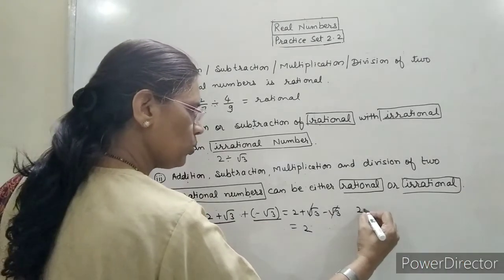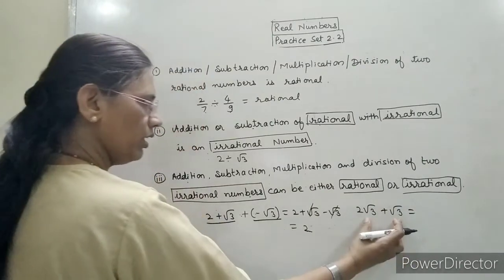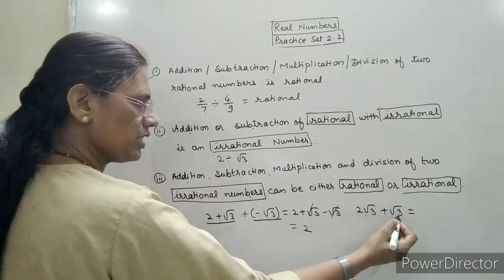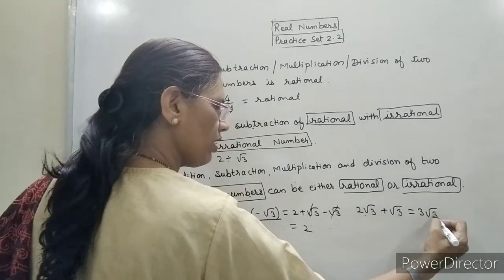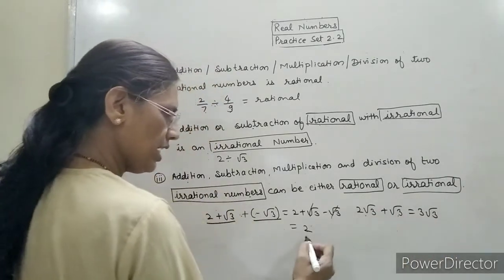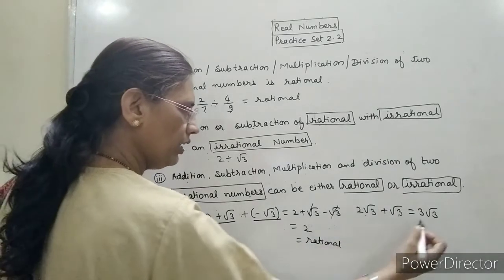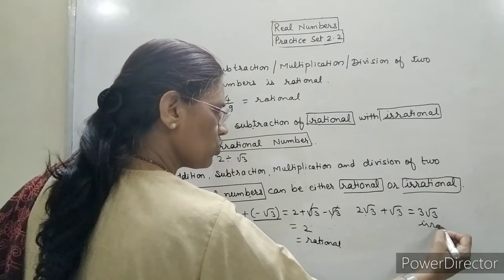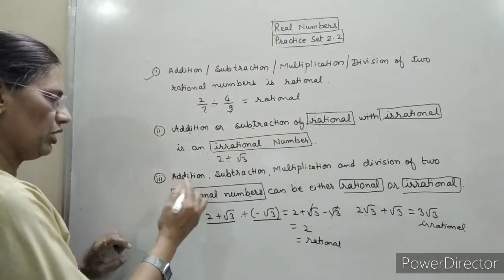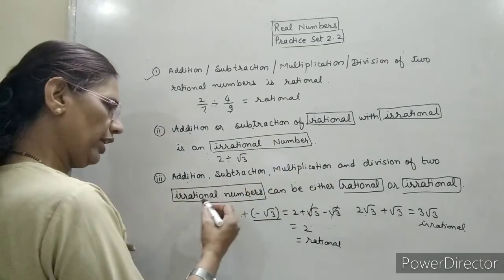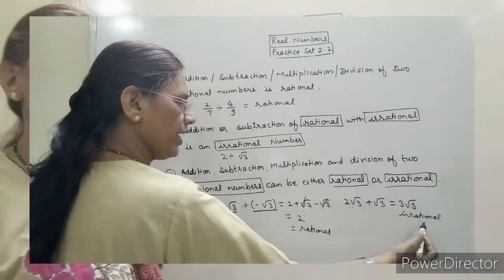Now here 2 square root 3 plus square root 3. This is irrational, this is irrational. If we take the addition, we get 3 square root 3. In the earlier case we got a rational number and here we get an irrational number. The same holds in the case of subtraction, multiplication and division. So we can say the addition of two irrational numbers can be rational or can be irrational.